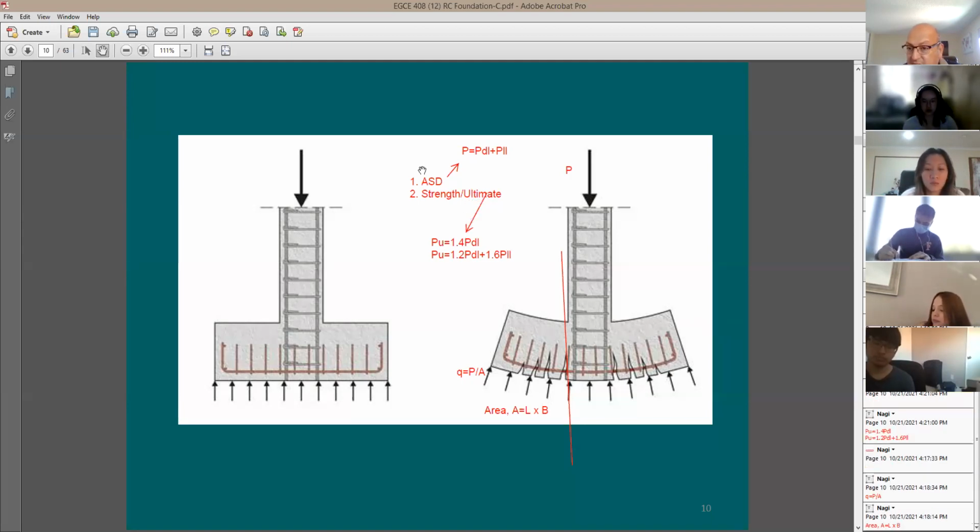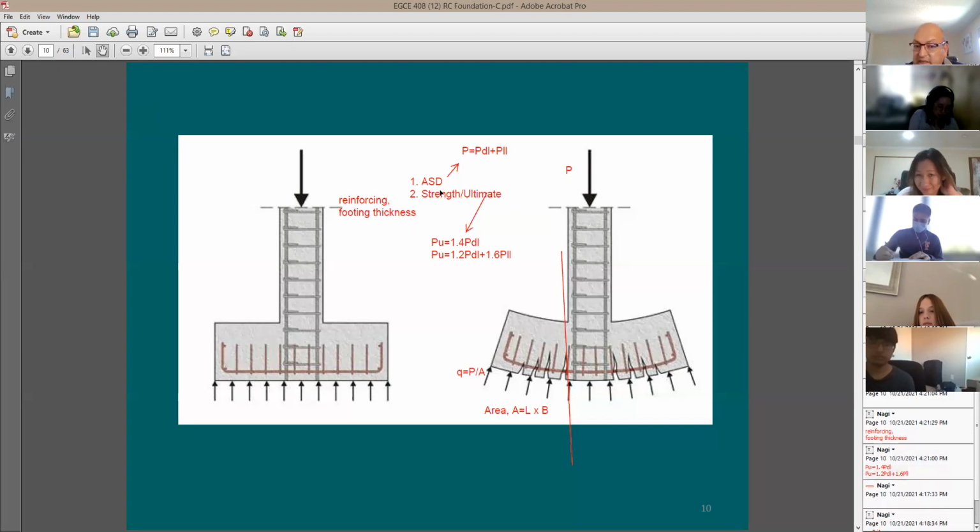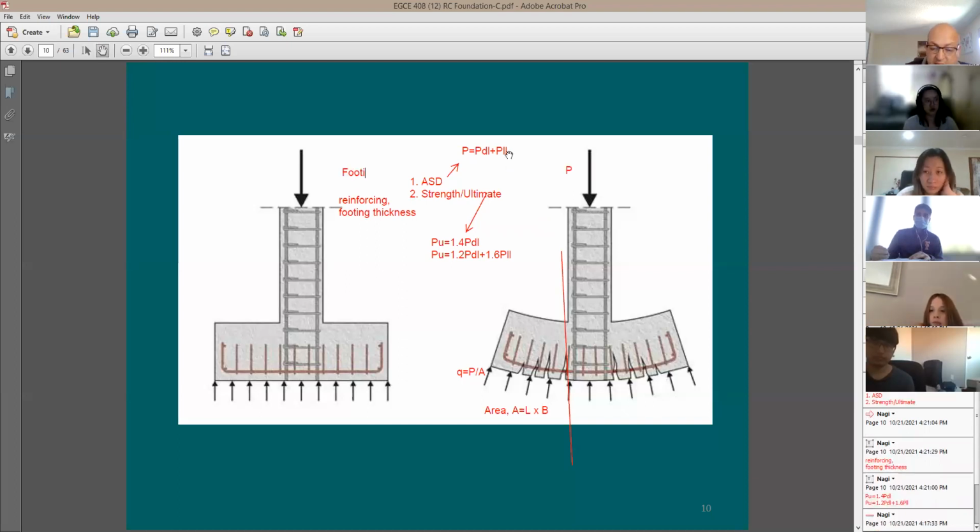So what is strength design used for again? I'm going to say strength design is used for reinforcing, right? And what else? Footing thickness. Okay. So what is ASD design used for? This is used to come up with the size of the footing. You can say footing size, meaning length and width. And that we're going to be doing here the ASD design.